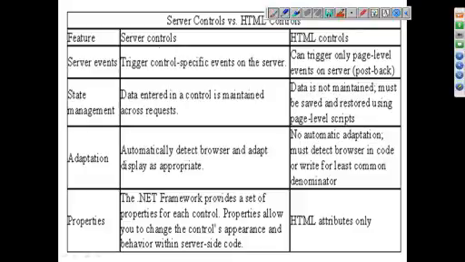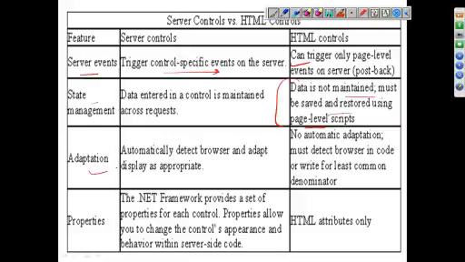Now this is the difference between server controls versus HTML controls. Server controls trigger control specific events on the server, while HTML controls can only cause postback. For state management, in the server controls, state is managed using viewState. In the HTML controls, by default, there is no way to maintain the state. You can write your own scripting so that you can maintain the data.